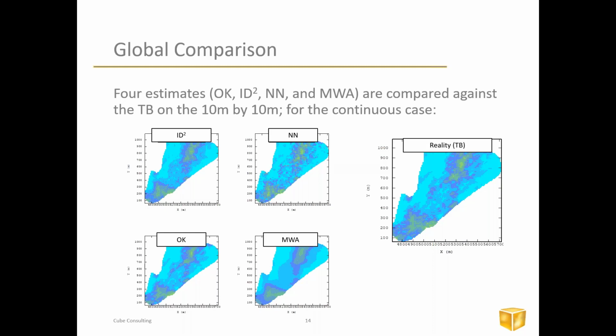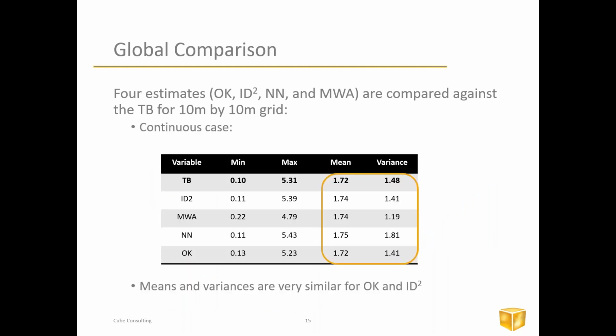If we look at the stats now, and we focus on the mean and the variance, the mean is very similar for all of them. They all reproduce the mean within acceptable limits. The variance, now we can see nearest neighbor has the highest variance. Yes, it's more patchy, more erratic. The moving window average has the lowest variance, it's smoother. Ordinary Kriging and inverse distance, first of all, they have the same variance, and it's a tiny bit lower than the turning bands.